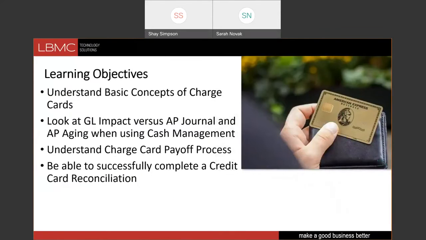Our learning objective today is to understand the basic concepts of charge cards. We're going to look at the GL impact versus the AP journal and AP aging when using cash management. And this is a big one. If you understand the GL impact and what is affecting the general ledger as well as the AP subledger, this is going to help you going forward with those issues that arise, and you'll be able to troubleshoot them on your own. We're also going to understand the charge card payoff process and be able to successfully complete a credit card reconciliation.